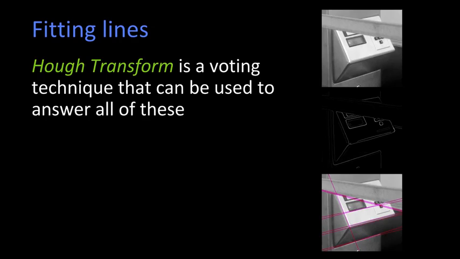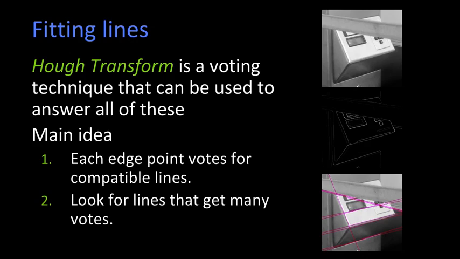So the method that we're going to talk about today is called the Hough transform. And it's a voting technique that can be used to answer all these questions. And the main idea is just that voting principle. Each edge point is going to vote for compatible lines. That is, it's going to vote for any line that would go through it. And then you look for the lines that get many votes. So there might be 2, 3, 4 lines, and you can find all of them. And by the way, if you keep track of which points voted for which lines, you're also able to go back and say which points belong to that line.